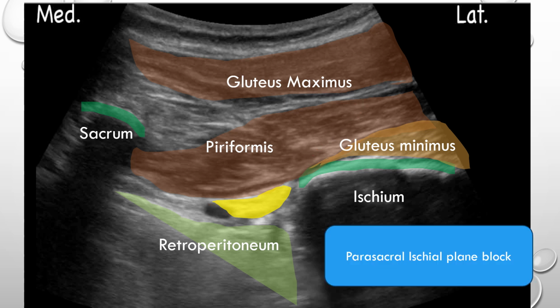A modification to the parasacral sciatic block is called the parasacral ischial plane block, where the injection is made on the medial edge of the ischial bone under the piriformis muscle, and the local anesthetic spreads to the sacral plexus.